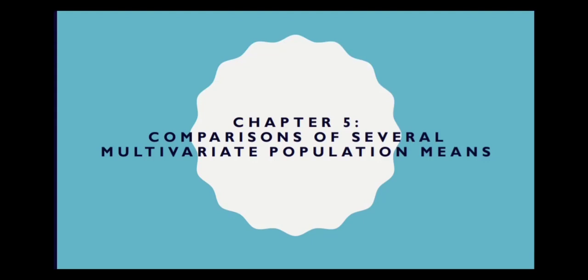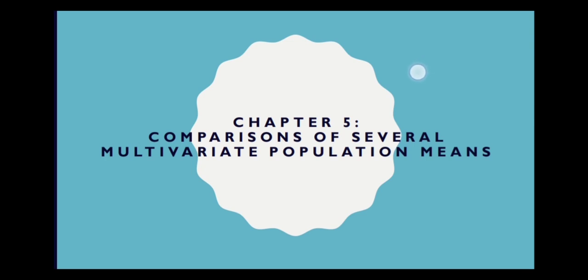Okay, Assalamualaikum. So today we focus on chapter 5, which is the comparison of several multivariate population mean. But in your textbook, it is on chapter 6, page 273.